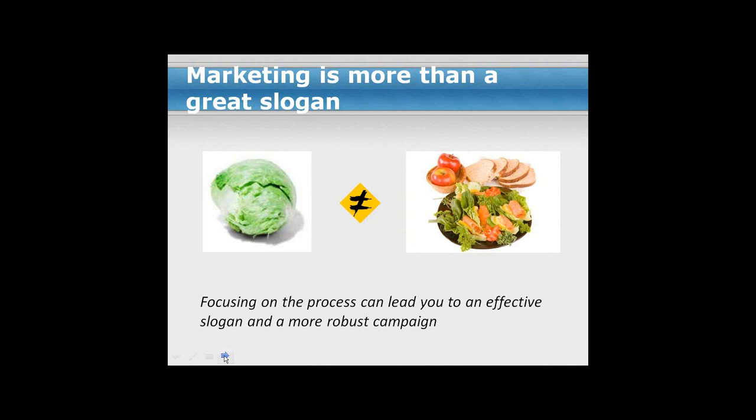But marketing is more than a great slogan. It's wonderful if you can have one, and it can do a lot for you. But focusing on the process can lead you to an effective slogan and an even more robust campaign. So obviously, lettuce is an important part of a salad, but it's not the only part.